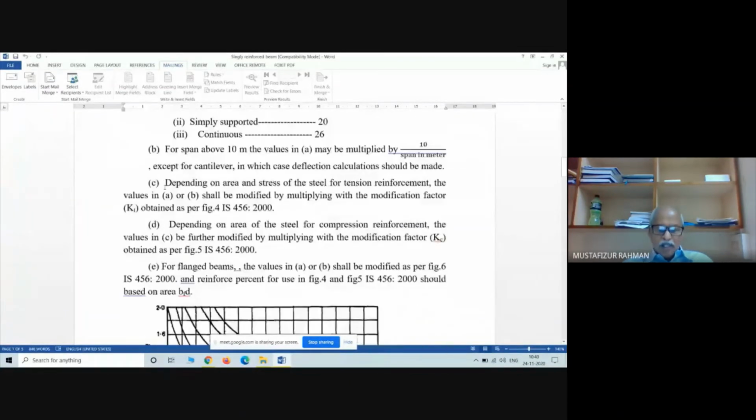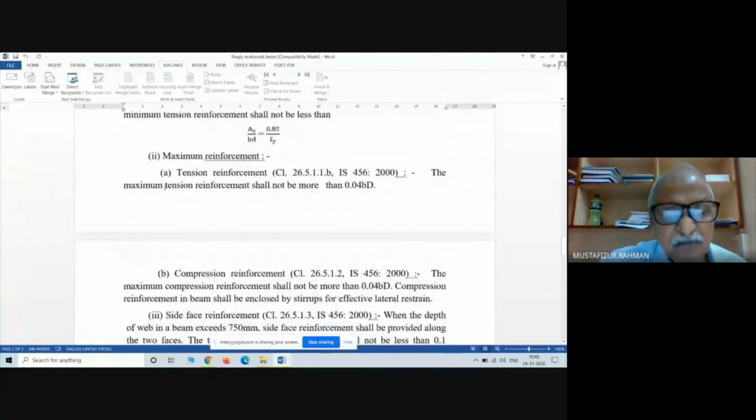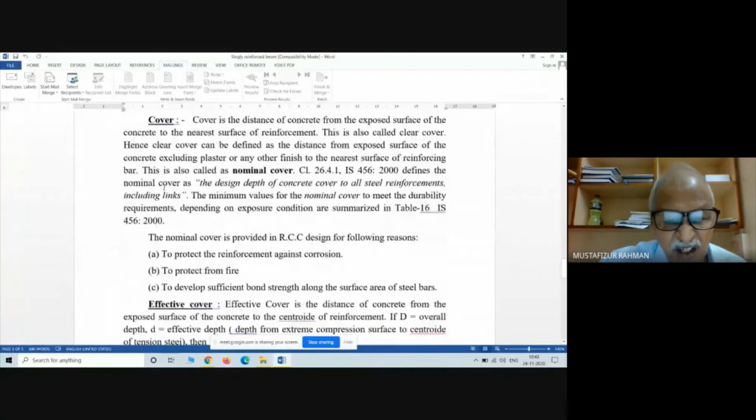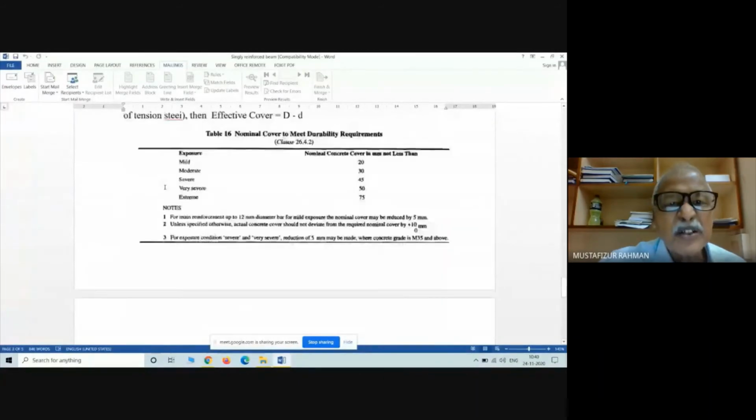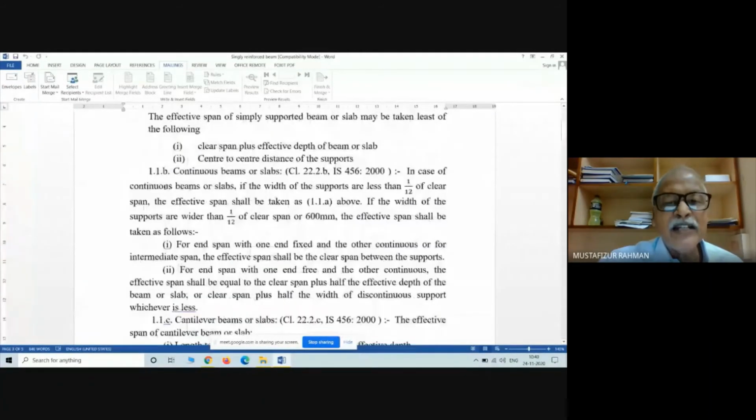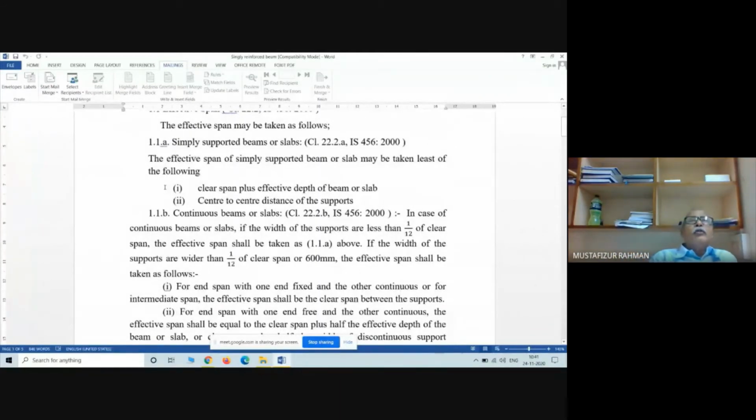Now width. Regarding width, there is no hard and fast rule. In our normal construction, the width of beam may range from say 200 to at the best 350. And for that, there is some rule that preferably it should be within half to two-third of effective depth.